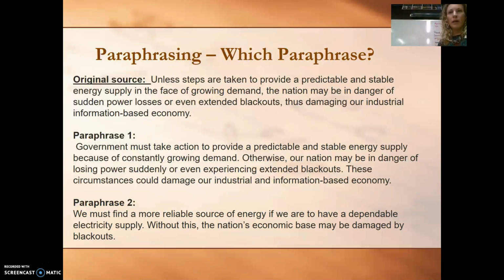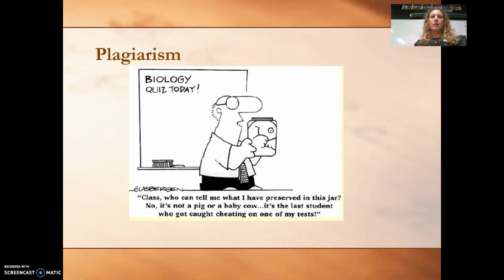Exactly. So in paraphrase number 1, you have almost word for word the exact thing that the original source said. And in the second one, they've done a much better job of taking the ideas and putting those ideas into other words. Jack? So number 1 is the plagiarized one? Yes. Okay. So you would need to have quotation marks around number 1 in order to be able to use it.